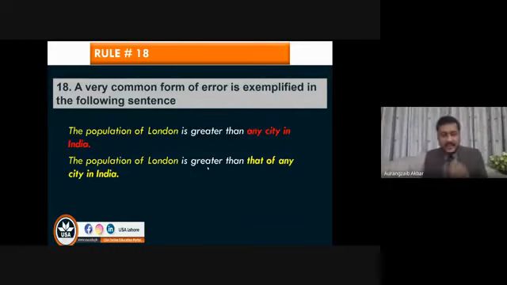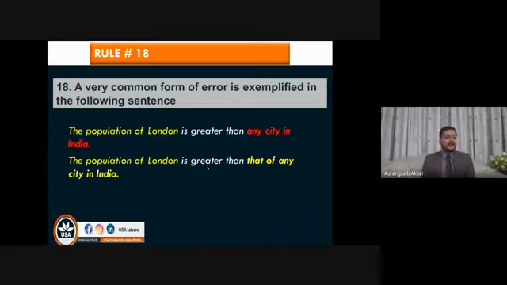Then rule number 18: a very common form of error is exemplified in the following sentence. So you need to understand what type of example has been written. The population of London is greater than any city in India.